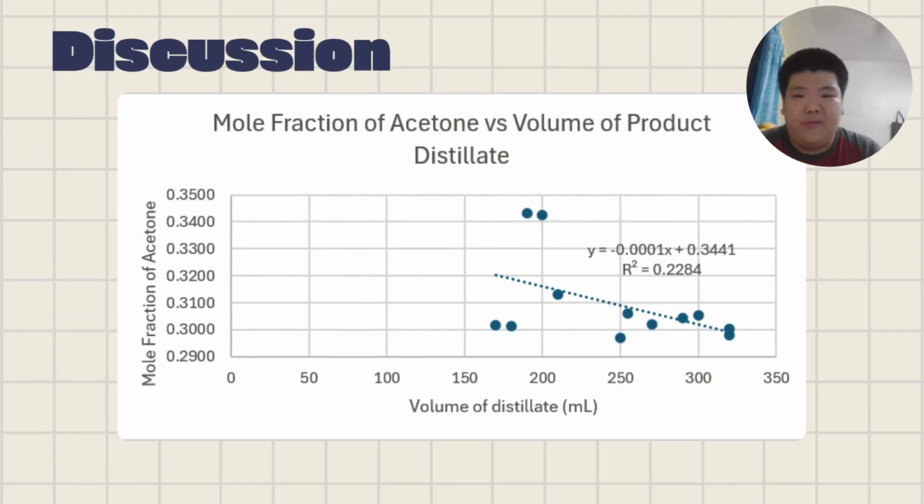Finally, this is a graph of the mole fraction of acetone versus the volume of the product distillate. In theory, the mole fraction of the acetone will decrease with the volume of the distillate. This is because at the start of the process, the system has a high concentration of acetone, which leads to a high concentration in the early distillate product. As time goes on, the acetone in the system depletes, meaning less acetone is available to evaporate and separate. That's why the mole fraction of the acetone decreases with the volume of the distillate.